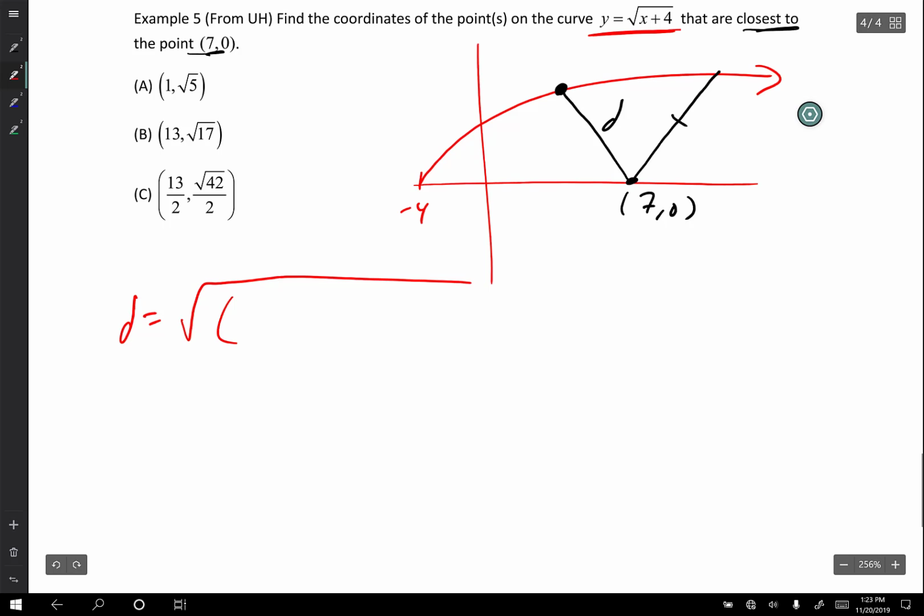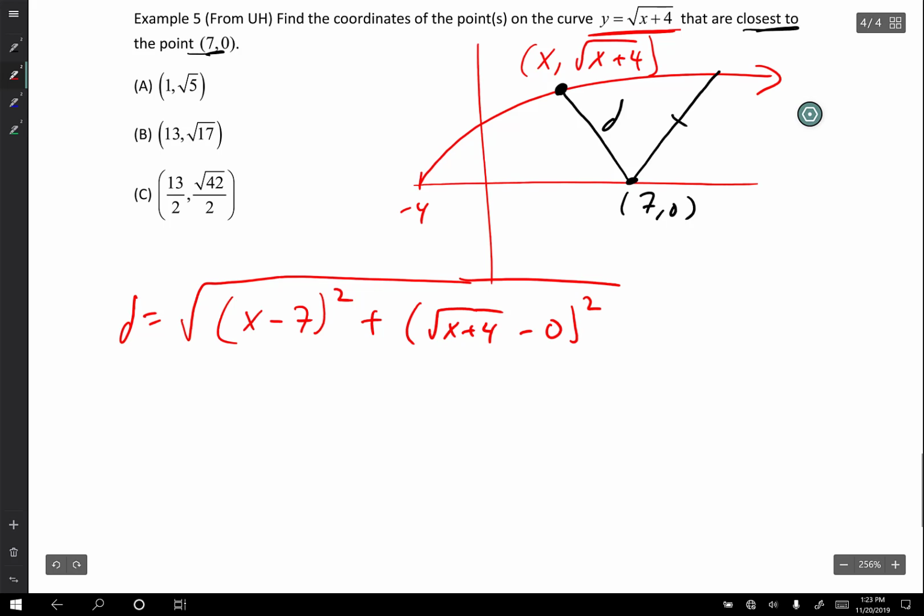So I'm going to write, this is some coordinate, x comma, the y value is the square root of x plus 4, because it says y equals. So (x minus 7) squared plus (the square root of x plus 4 minus 0) squared. When I first taught this, I told my kids to take a derivative of this, and it was crazy chain rule. It's not extreme, it's just more cumbersome.